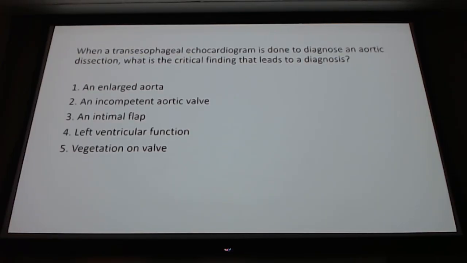All right. When a transesophageal echocardiogram is done to diagnose an aortic dissection, what is the critical finding that leads to a diagnosis? When you're doing a TEE, what are you looking for? Intimal flap. All right. Everybody understand that?